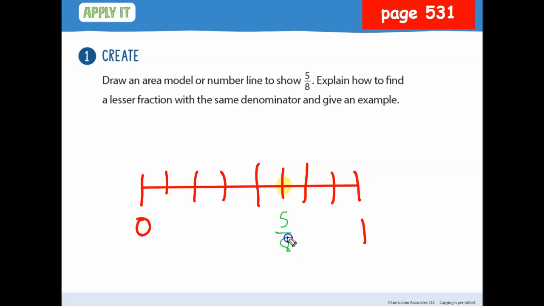This is 5/8 right here. Could I label the rest of the number line? Yes. So what's the first line? 1/8. Keep going. 2/8. 3/8. 4/8. Okay. Explain how to find a lesser fraction. Well, just label the rest of the number line. And all of these right here are less than 5/8.